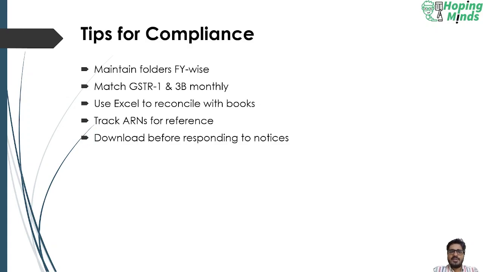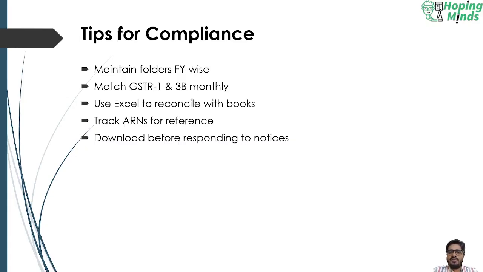So tips for compliance: maintain folder-wise data for each financial year. Match GSTR 1 and 3B on a monthly basis and use Excel downloads to reconcile with your accounting software. Then compare the inputs claimed in GSTR 3B and the corresponding GSTR 2B at the end of each month, so that any differences can be adjusted in the subsequent period.